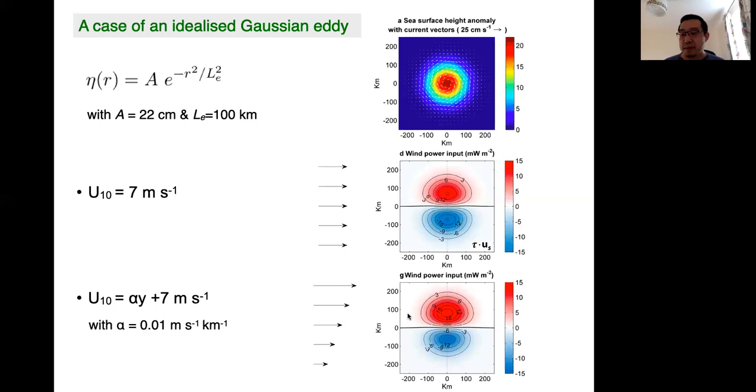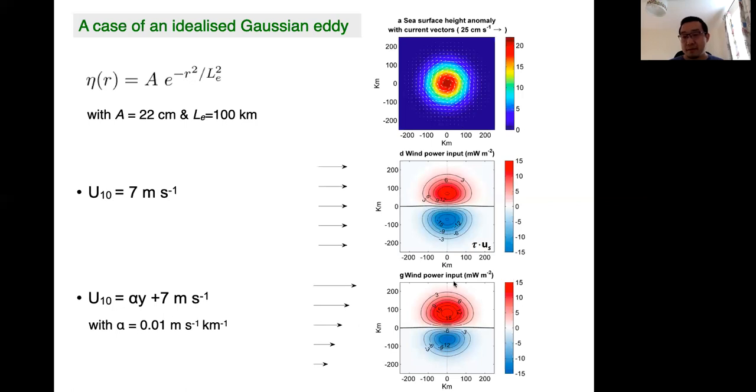And now if we do the calculation again, so it's again tau dot u_s, well, again, we have this dipole pattern, but the difference now is that the positive value in the upper half of the panel actually is greater than the lower half. So if we integrate over the extent of the eddy, now the wind injects energy into the eddy. So the reason, of course, is because in this situation, the wind curls in the same direction as the eddy current.